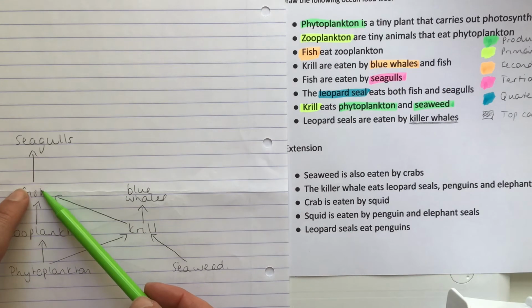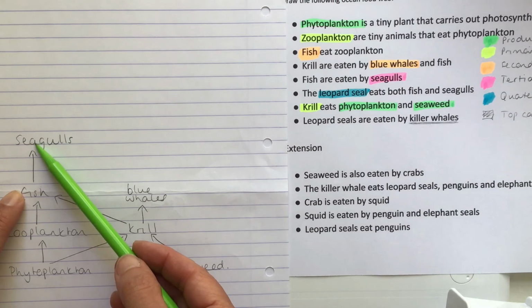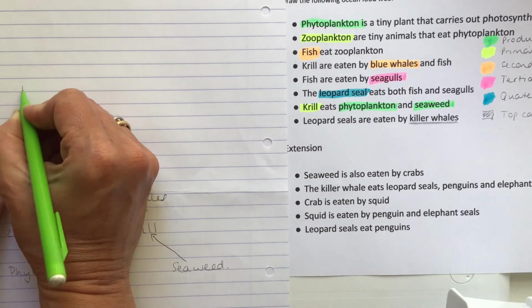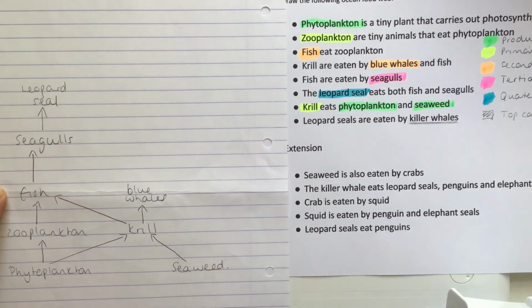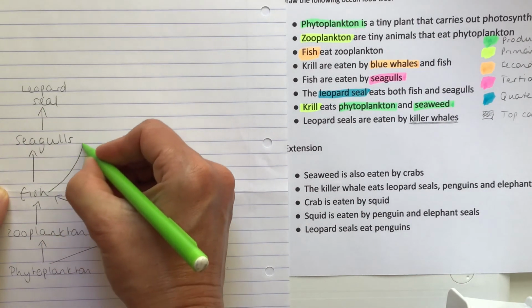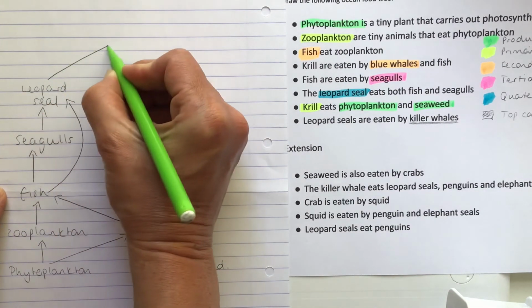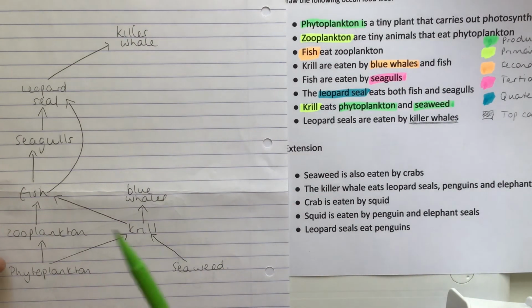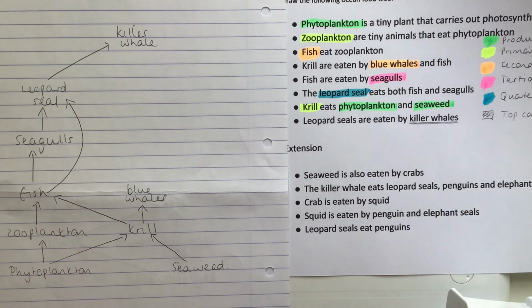Now if you have a look here, fish is in this level here of secondary consumers. Seagulls are in the tertiary consumers. So it says the leopard seal eats the seagulls, so it's above the seagulls here. But it also eats the fish. So I need to add another arrow here to show that. And then finally it says leopard seals are eaten by killer whales. Let's pop in our killer whale right up the top there in the primary, secondary, tertiary, quaternary, the fifth consumer level.